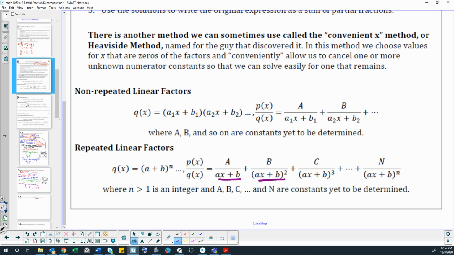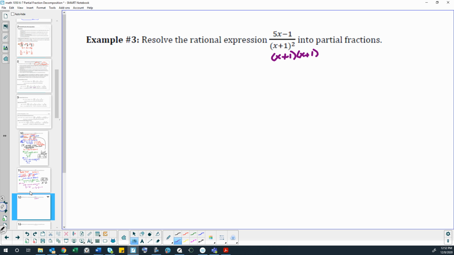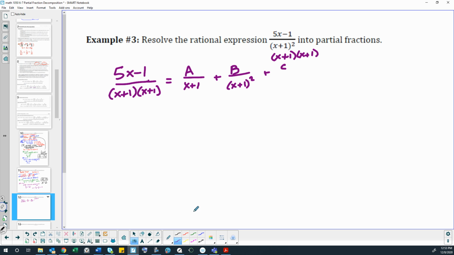So let's see if we can make sense of this one. This one's just repeated factors. So we're going to set this up with 5x minus 1 over x plus 1 times x plus 1. Sometimes I like to write it out separately just so that I remember what I need to cancel. So we're going to have A over the factor by itself, and then B over the factor with a multiplicity of 2. Since it's just squared, we stop there. If it was cubed, we would do another one with a cube on it, but we don't need it because it's not cubed.